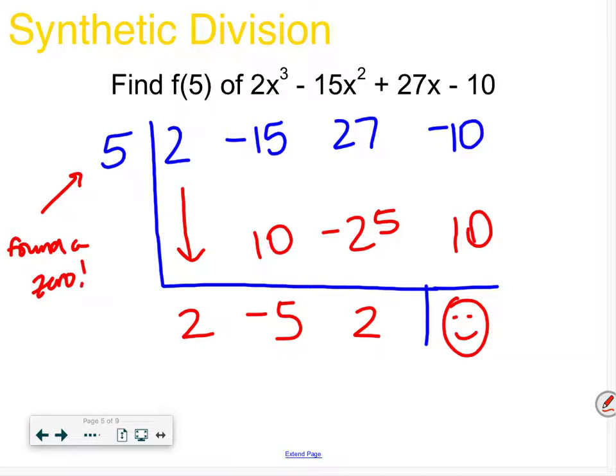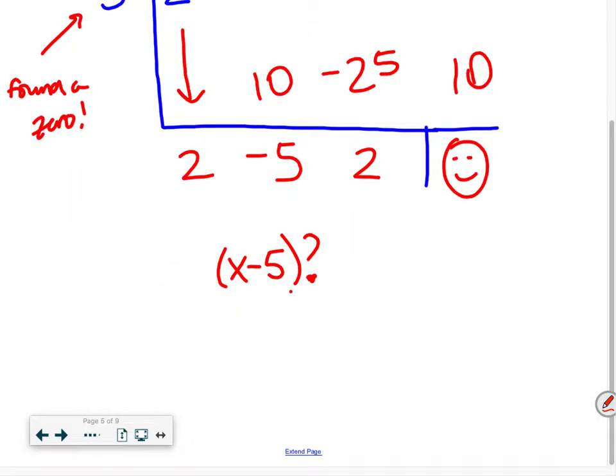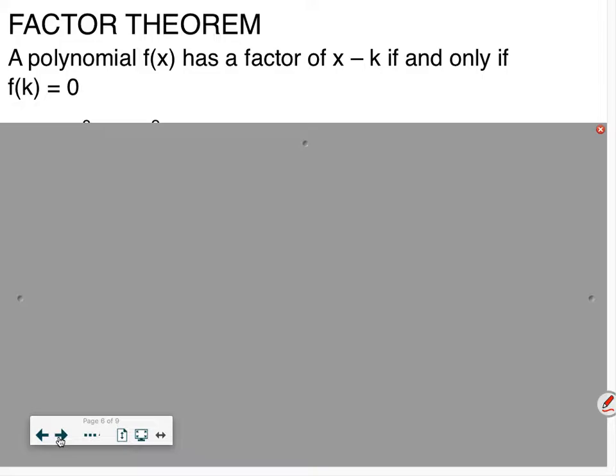What would it mean about x minus 5? Yes, that's right, we've established that. x minus 5 is a factor. If we have something that divides evenly into a polynomial, then it is a factor. If x minus k divides evenly, we have a factor.